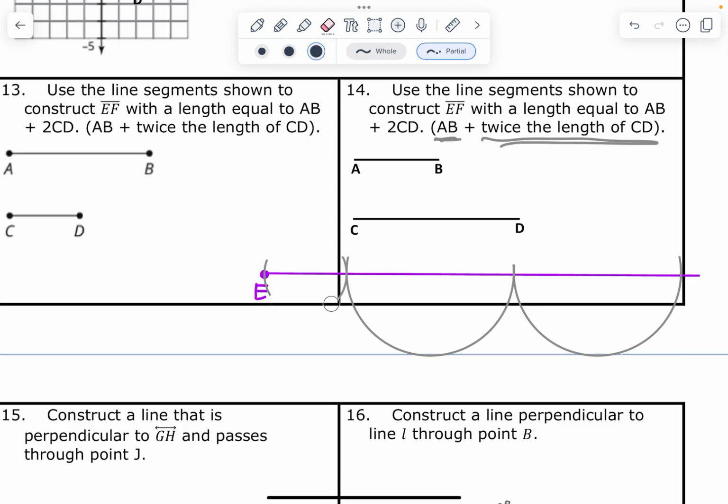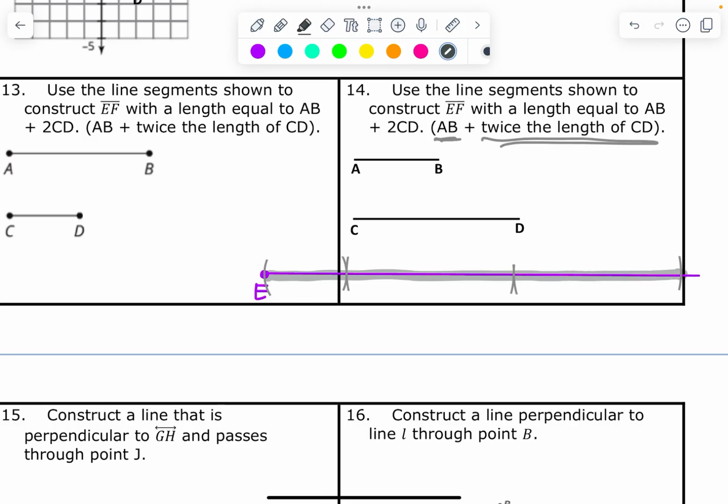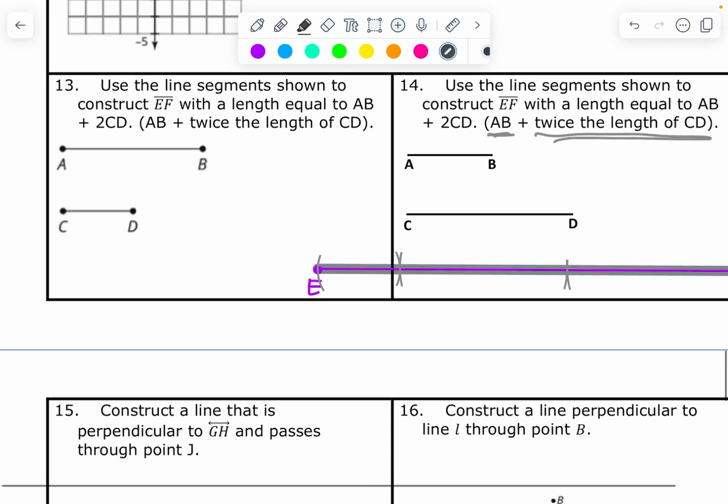So when we use the compass, we do arcs, and an arc is just a piece of a circle. I'm doing a whole circle because I'm using Notability, obviously. But yeah, so that's it. This is the answer. All right. Go ahead and try number 13.